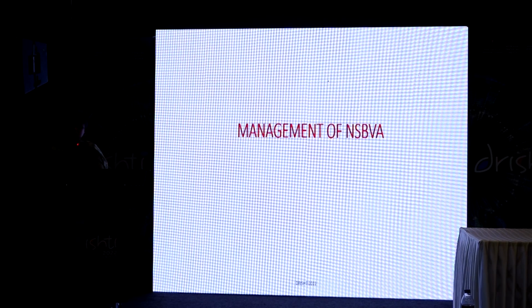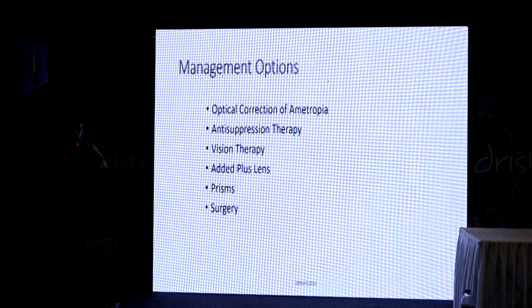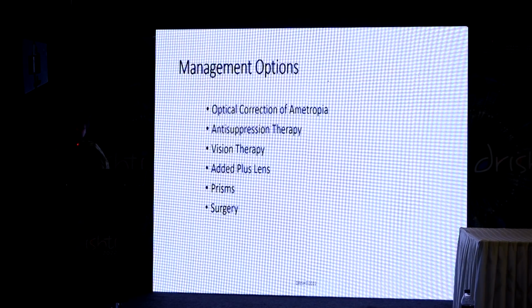So next comes, now we have understood the diagnosis. Hopefully by now you have an idea how to diagnose a non-strabismic binocular vision anomaly. Now how do you manage once you identify one? What are the management options that are available to you? First and foremost, like I mentioned, good refraction and a good optical correction of the ametropia is the most important step. Next, you can think about anti-suppression therapy in case the subject has suppression. You can think about vision therapy, added lenses, prisms, and finally, when nothing works, then surgery is the option that is left.